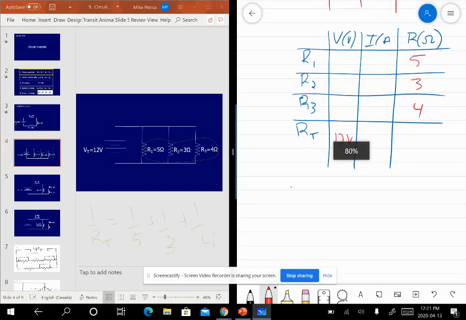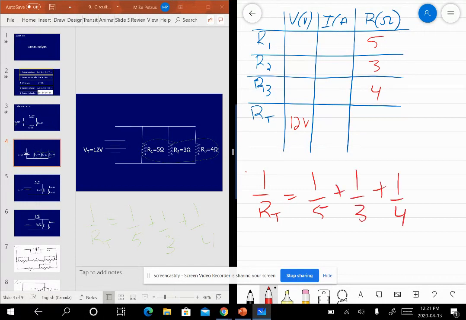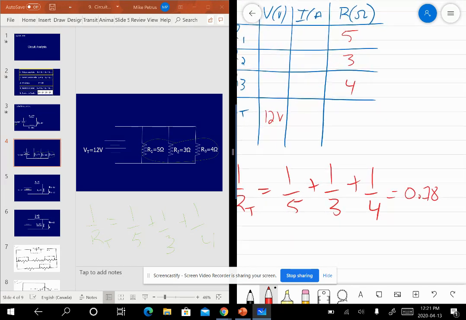All right, it's going to be 1 over RT is equal to 1 over 5 plus 1 over 3 plus 1 over 4. There we go. So we punch that into my calculator just to review. This is one of the skills you were supposed to pick up last week. 1 over 5 plus 1 over 3 plus 1 over 4 equals, it gives me 0.783.